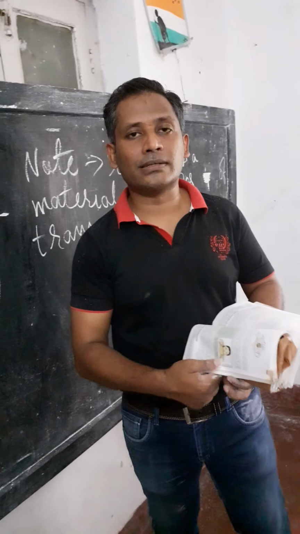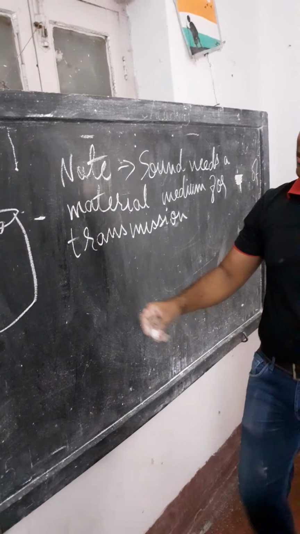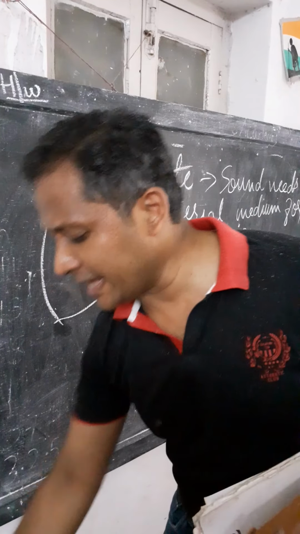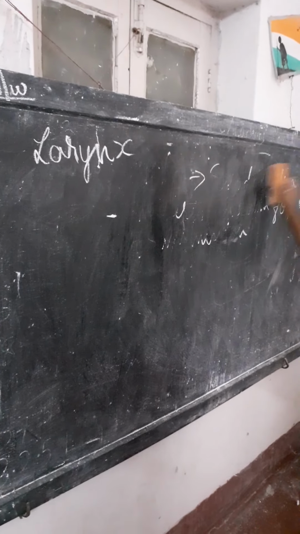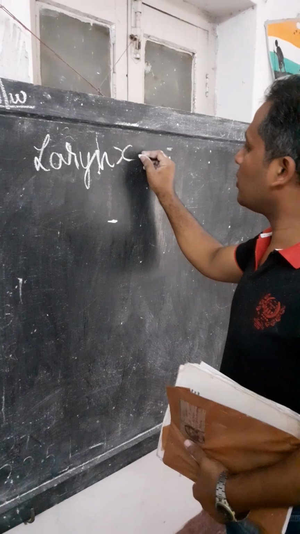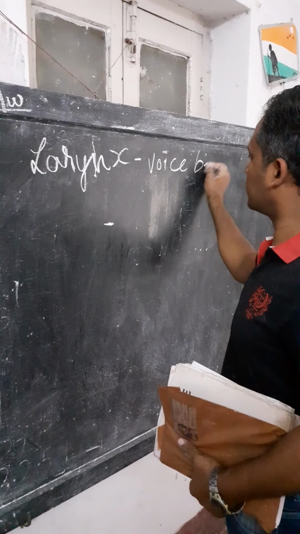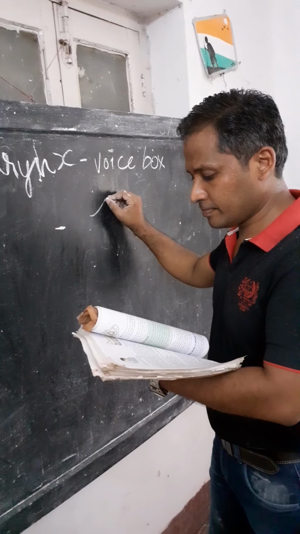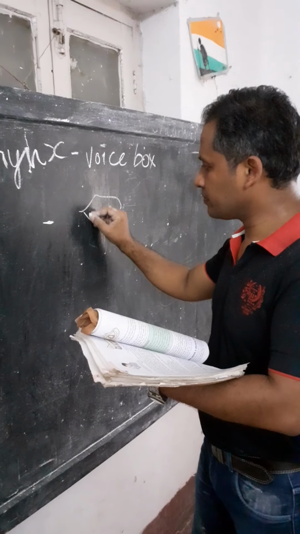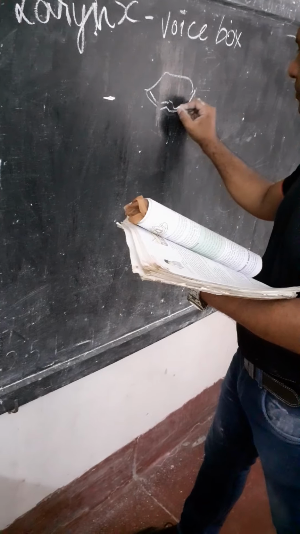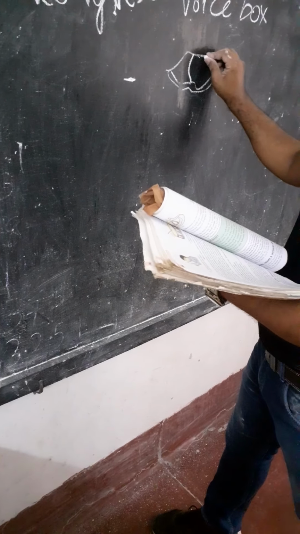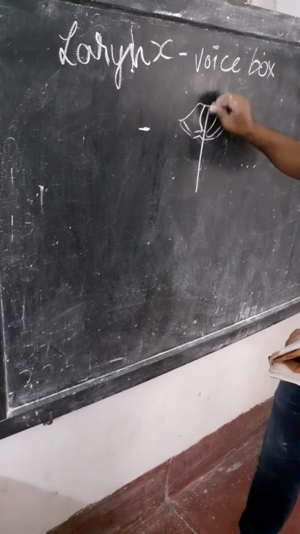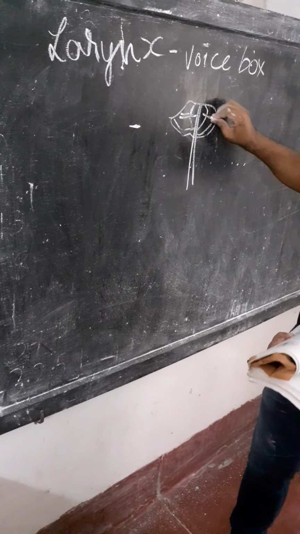Now sound produced by human beings. Where does our sound come from? We have something called the larynx, L-A-R-Y-N-X. This larynx is also called the voice box. It is located here. I have just drawn it. In this larynx, the vocal cords are there. When air passes through these vocal cords, the vocal cords start vibrating.